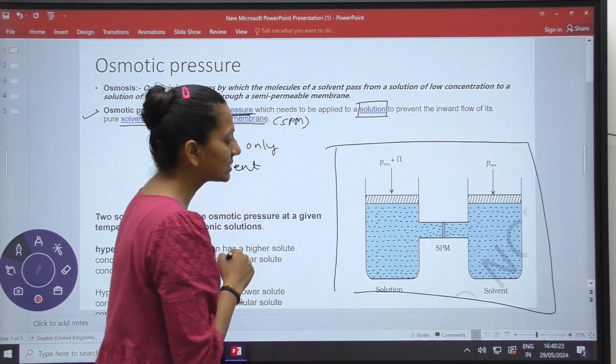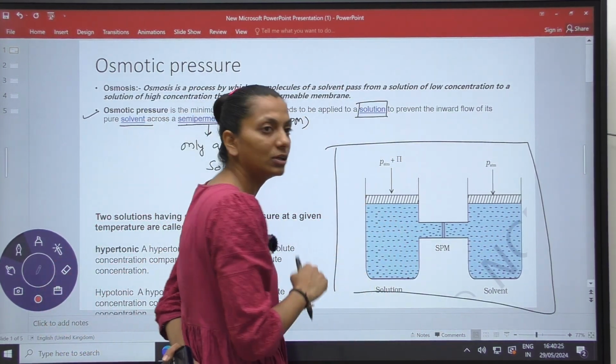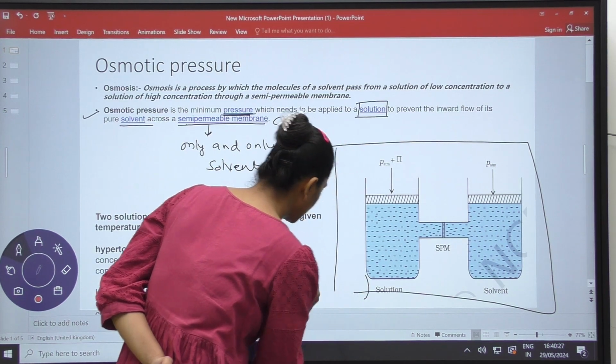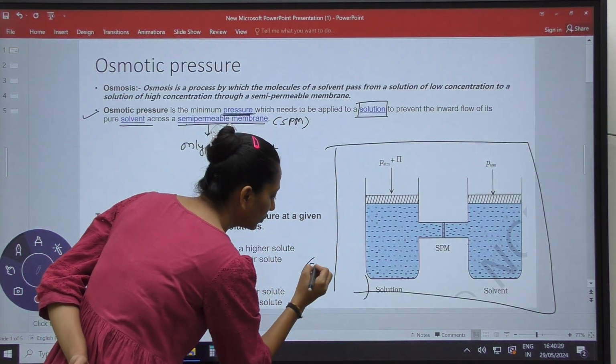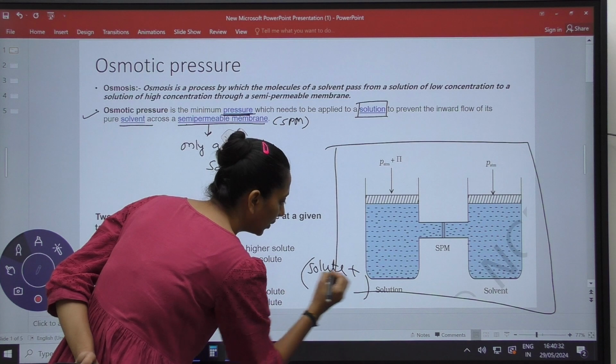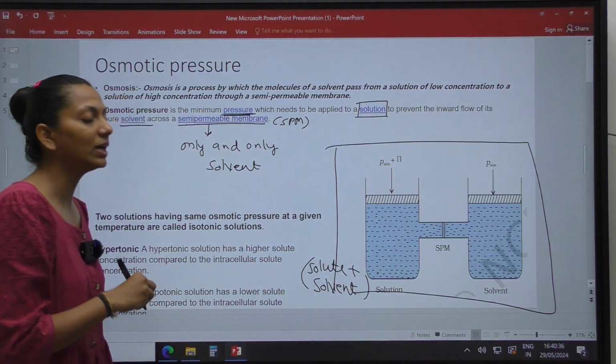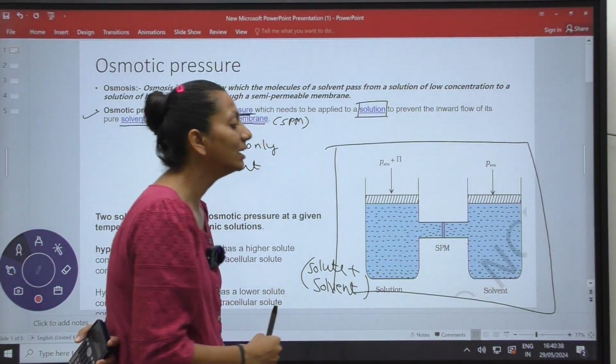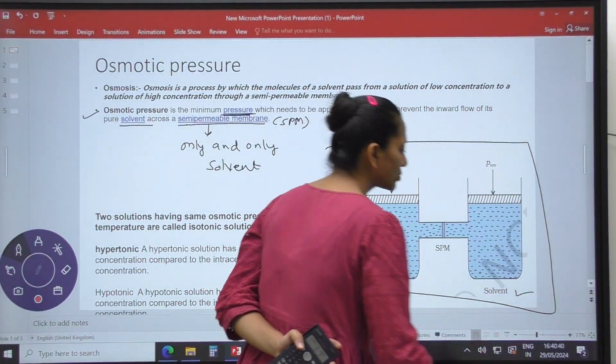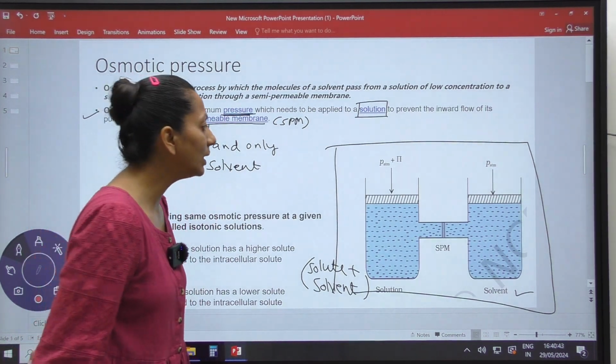In this figure, on one side we have a solution, which comprises both the solute and the solvent. Am I clear? We have both solute and solvent present on the solution side, whereas on the solvent side only pure solvent is present. So now what will happen?